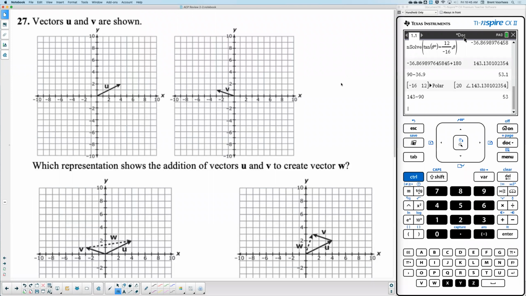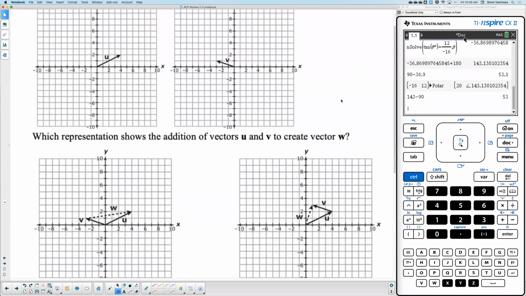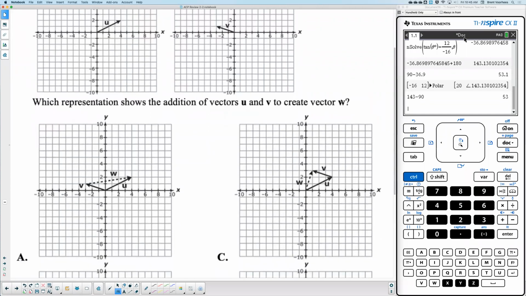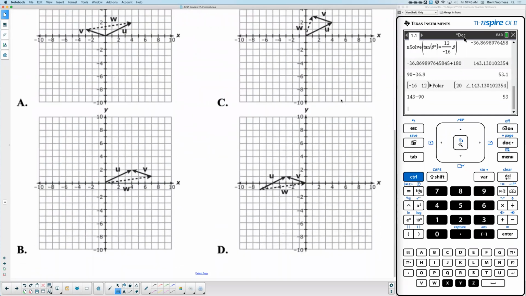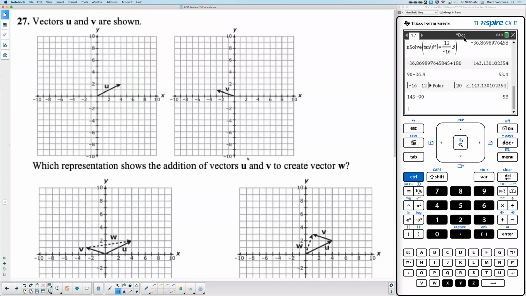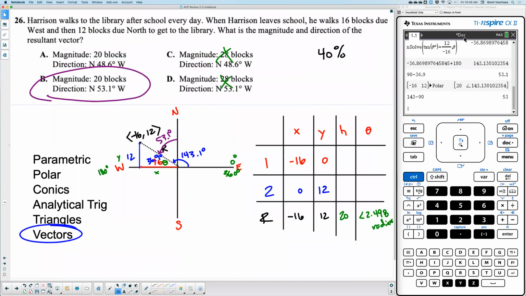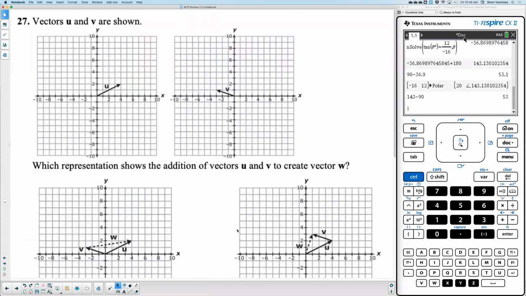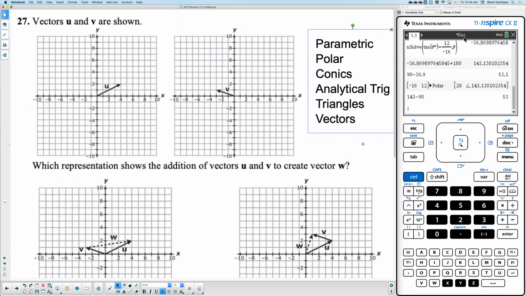27, vectors U and V are shown. Which representation shows the vectors of U and V to create vector W? Now, which type of problem is this? It is a vector. So I don't have my list copied anymore. Let me copy this. This is a vector. And what are we supposed to do with these two vectors? Yeah, so how do you add vectors up? Tip to tail. By the way, this one was selected right only 44% of the time. So it needs to be tip to tail.